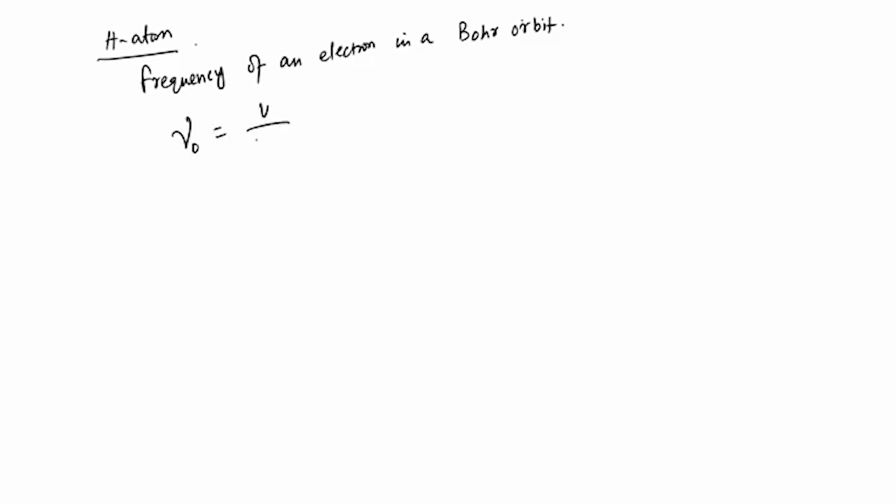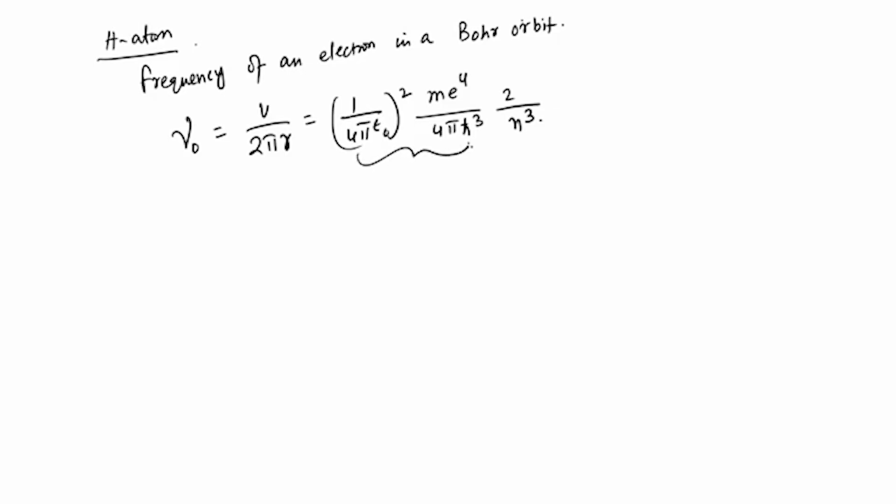This is equal to V over 2 pi r, and this is equal to 1 by 4 pi epsilon 0 whole square m e 4. This was done in the last day, so I will not repeat it here. It is 2 over n cube. So, that is the frequency in a given Bohr orbit, and you can find that out because you know V and you know r, the radius of the orbit, and this goes as 2 over n cube with this factor that is written here.